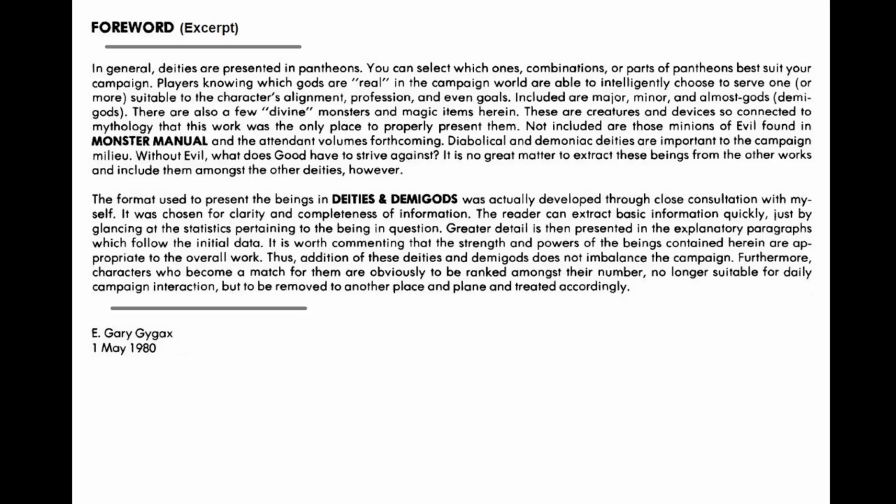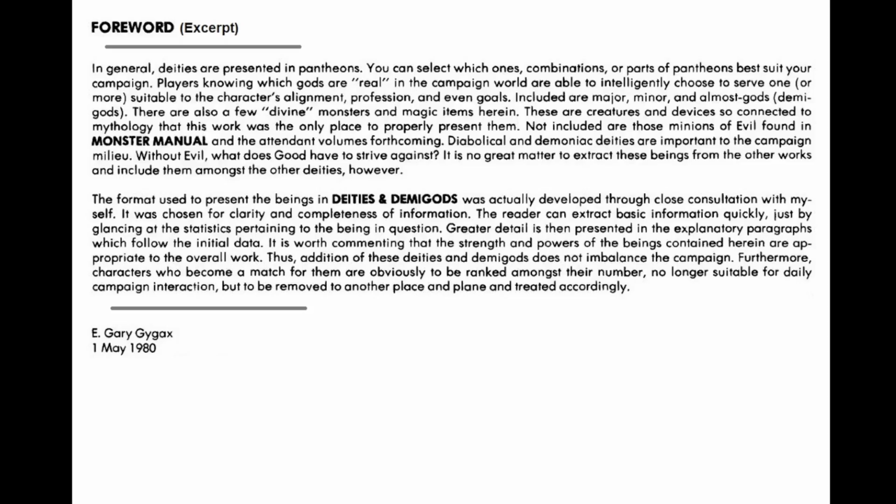Gary Gygax writes this forward, and he says, in general, deities are presented in pantheons. You can select which ones, combination, or parts of pantheons best suit your campaign. Players knowing which gods are, quote-unquote, real in the campaign world are able to intelligently choose to serve one or more, suitable to the character's alignment, profession, and even goals. Included are major, minor, and almost gods, parenthetically demigods.